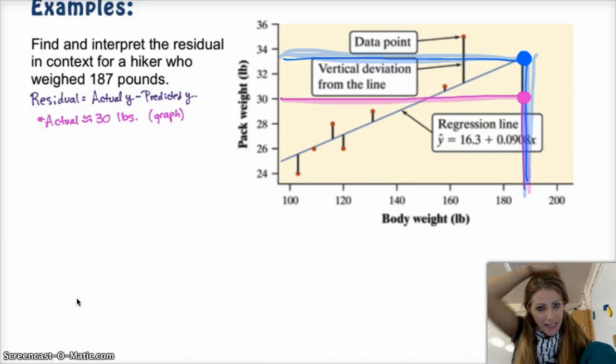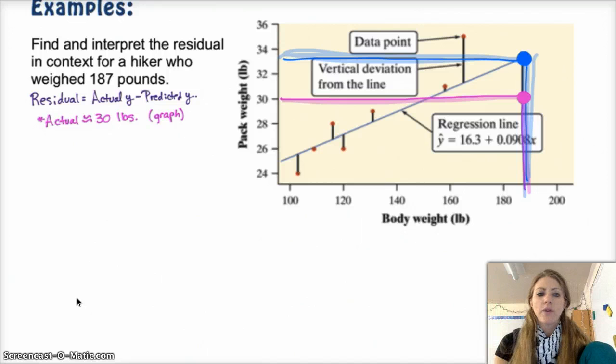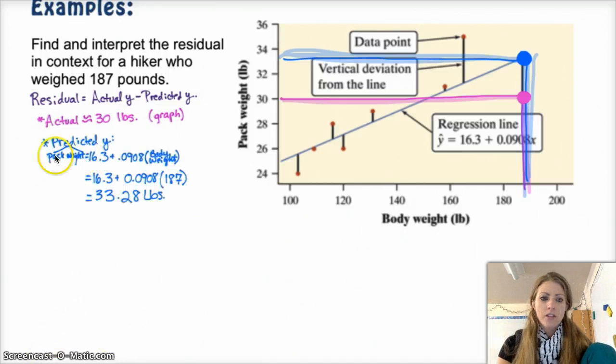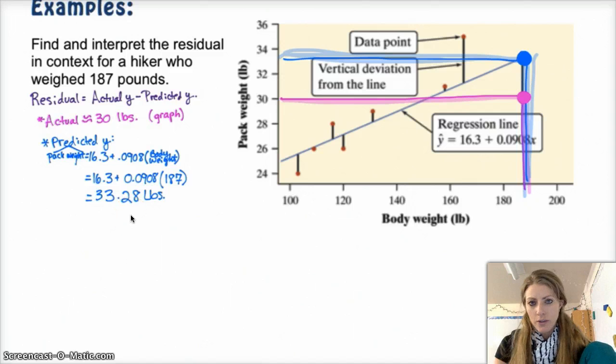So you want to plug in the body weight of 187 in order to get your predicted y. So here's your line of best fit. Your predicted pack weight is 16.3. Plug in your 187, you get about 33.28 pounds. Okay, so your residual is the actual, which is 30, minus the 33.28.